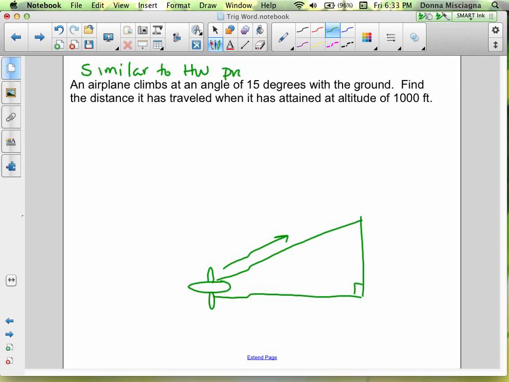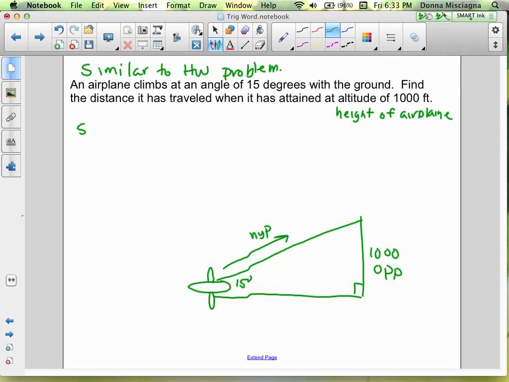On Trig word. All right. So it's climbing at an angle of 15 degrees with the ground. Find the distance it has traveled when it has attained an altitude of 1,000 feet. This is the altitude. So altitude is the height of the airplane. And for once, this is not a tangent problem, right? We know the opposite side. We are looking for the hypotenuse. Who uses opposite and hypotenuse? Well, of course, that's sine.